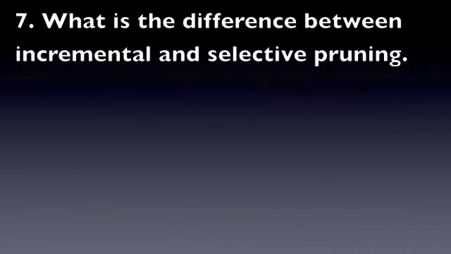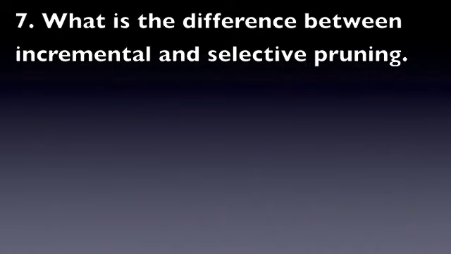Question 7 deals with the difference between incremental and selective pruning. Incremental pruning starts with an untrained neural network, and we try out different neural network architectures, which is differences in the number of hidden layers and hidden neurons. We increase the amount of hidden neurons until we reach a neural network that can be trained acceptably.